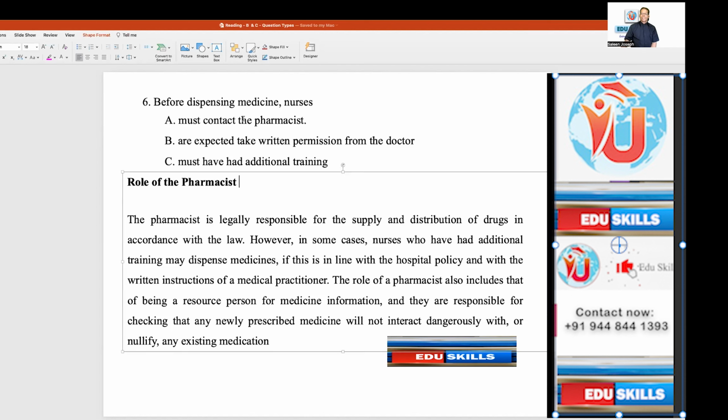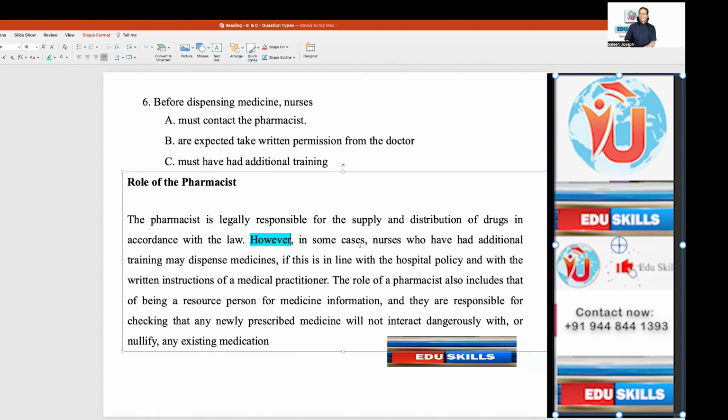Before dispensing medicine, nurses must contact the pharmacist, are expected to take written permission from the doctor, must have had additional training. Is there a contrast word in the passage? Yes. However. The focus of this session is just to focus on these things, because if I explain everything, you will not get that particular idea of how to find the answers. Do you have the answer after that?